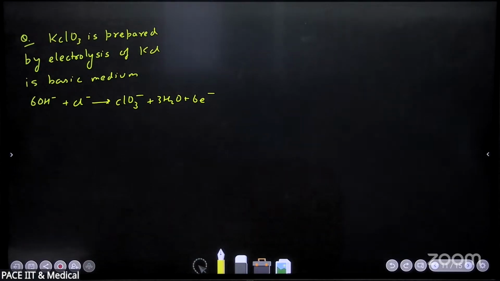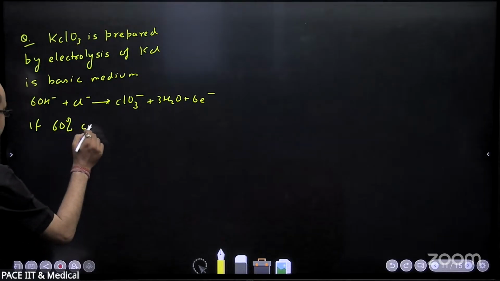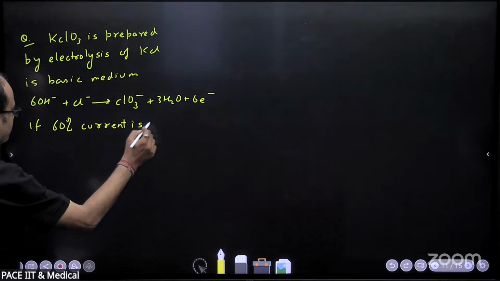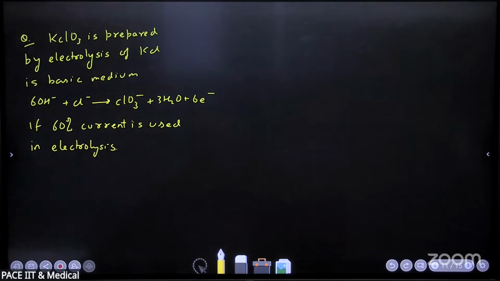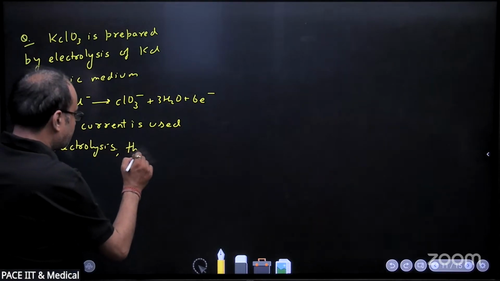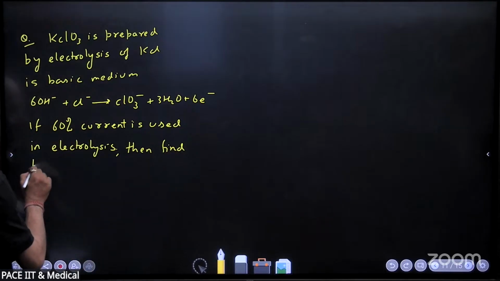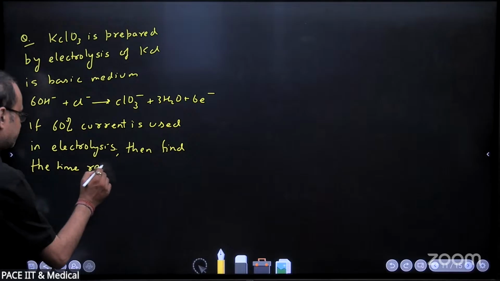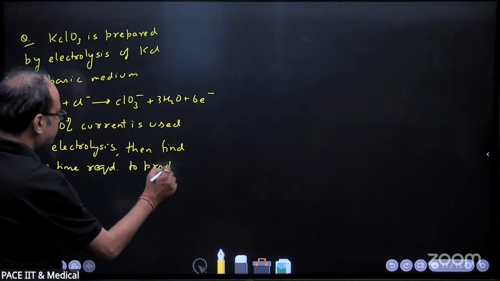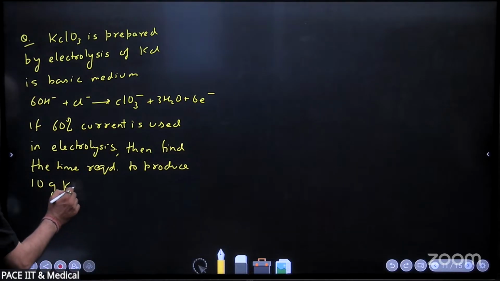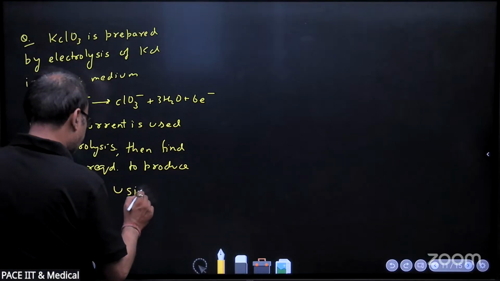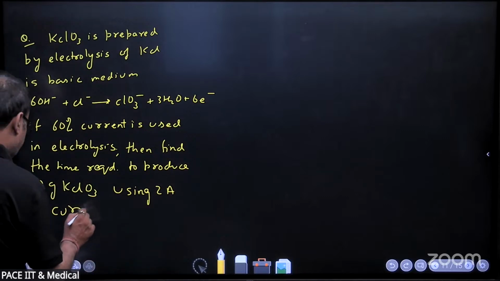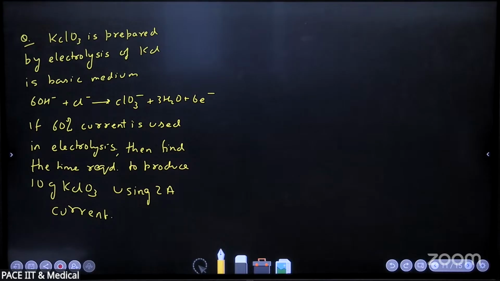If 60% current is used in electrolysis, then find the time required to produce 10 grams of KClO3 using 2 ampere current. Okay, direct application.